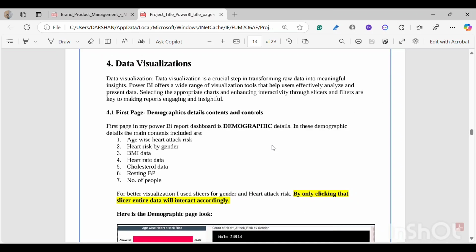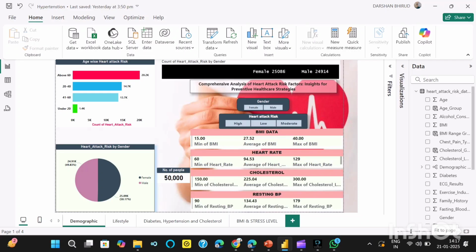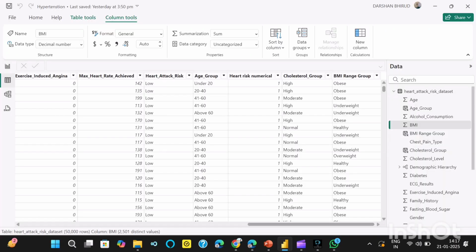Then we are directly jumping into the data visualization. For this particular reason, I am shifting my tab to Power BI. So here is the entire data set. You can clearly see the data set is loaded into our table view.